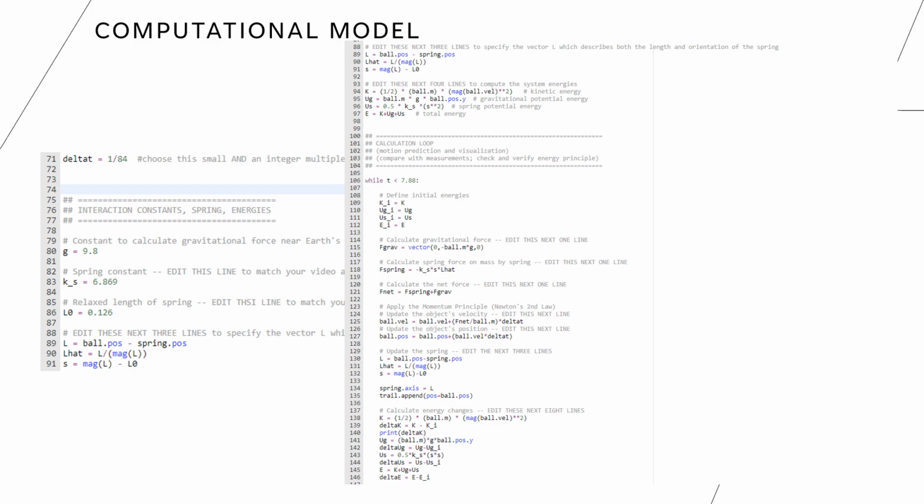And then I changed several lines of code in the while loop. I changed the amount of time in the while loop, and I defined all of the energies using all of the relevant physics principles to this lab.